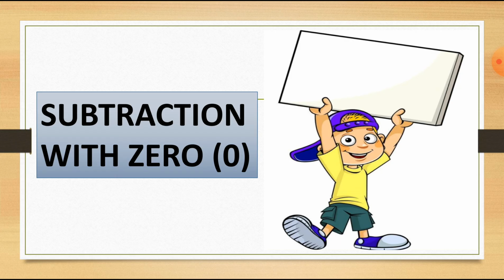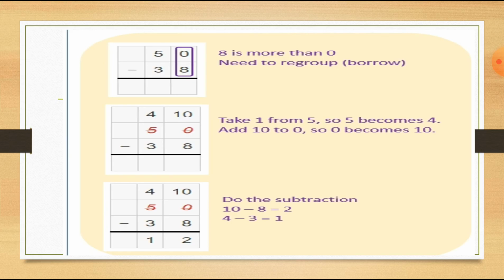So students, do you know, in addition, whenever we add a number to 0 we will get the answer as it is. But in subtraction there is something new. Whenever 0 is at the top side, we will not write the answer as it is, because we can't take away numbers from the 0, because 0 means nothing. So how do we cut numbers from the 0? So here 8 is more than the 0.